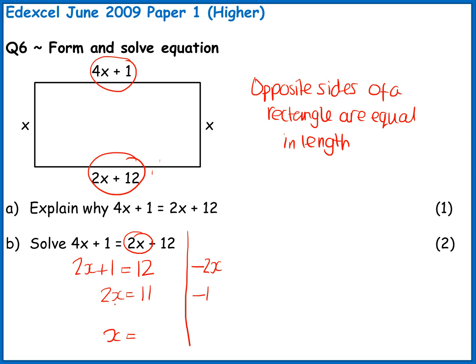So if I've got 2x is 11, and I want 1x, I need to divide by 2. 11 divided by 2, same as half of 11, that's 5.5.